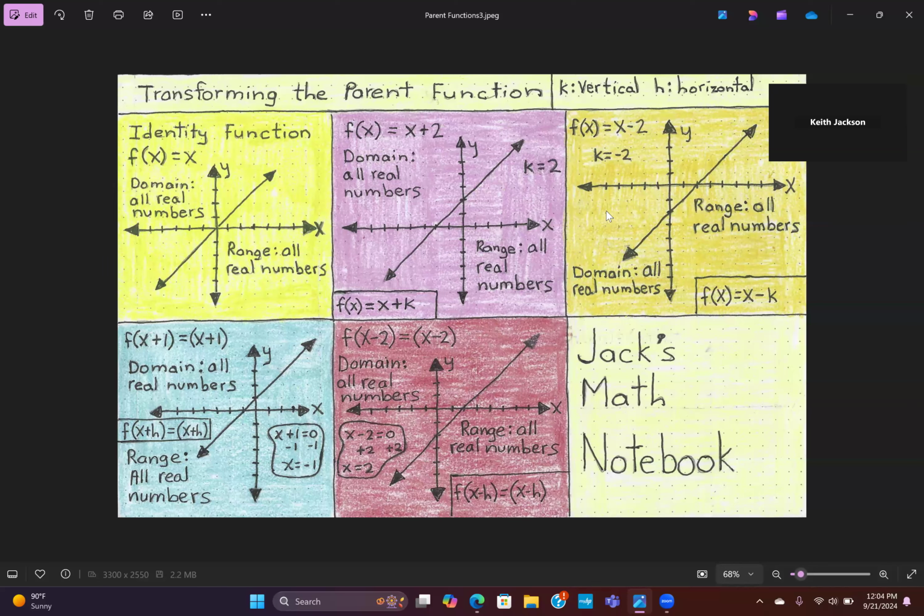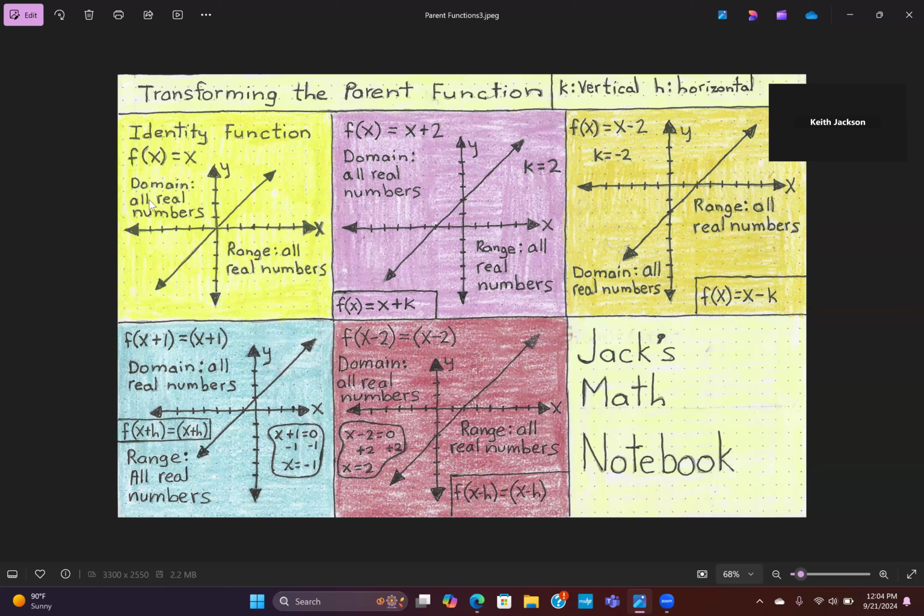Right now, you're looking at the third video in a series of videos related to transforming the parent function. The parent function that we're going to work on today will be the identity function, known as f(x) = x. And here's why: as we move along the x-axis, let's say to the right to 1, if we go up, we find that the y value, or the f(x) value, will be equal to 1 as well. This is why f(x) = x.